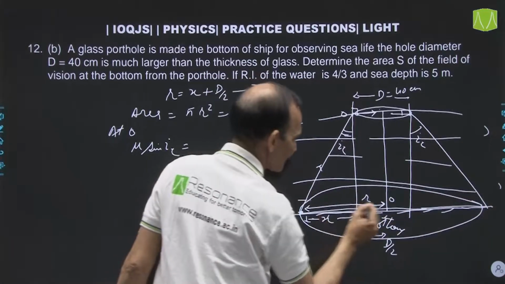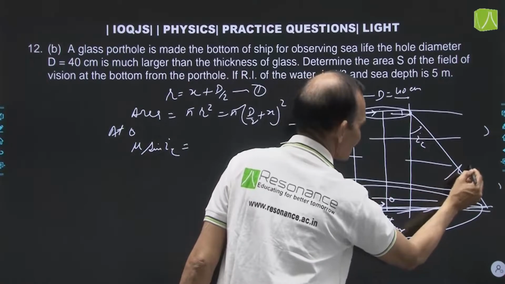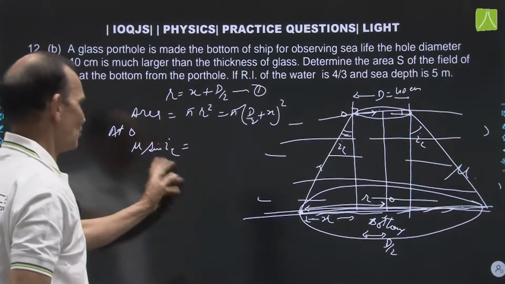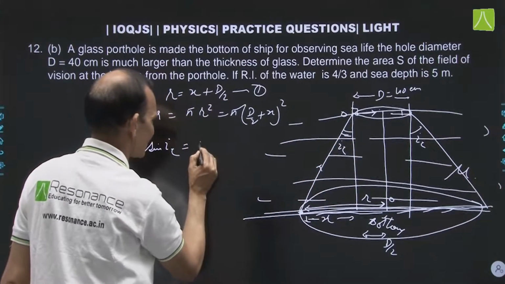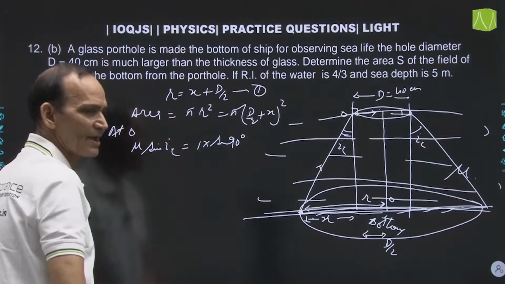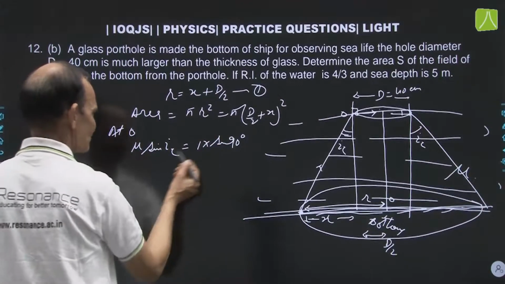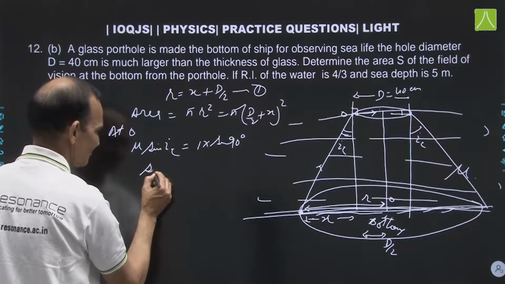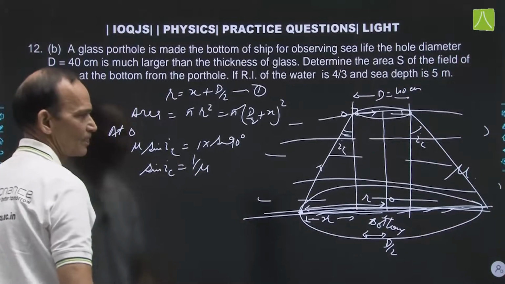It is water up to here. Its refractive index is mu. So mu into sine of IC is equal to 1 into sine of 90. The critical angle IC, sine 90 is 1. So what is sine IC? 1 upon mu.